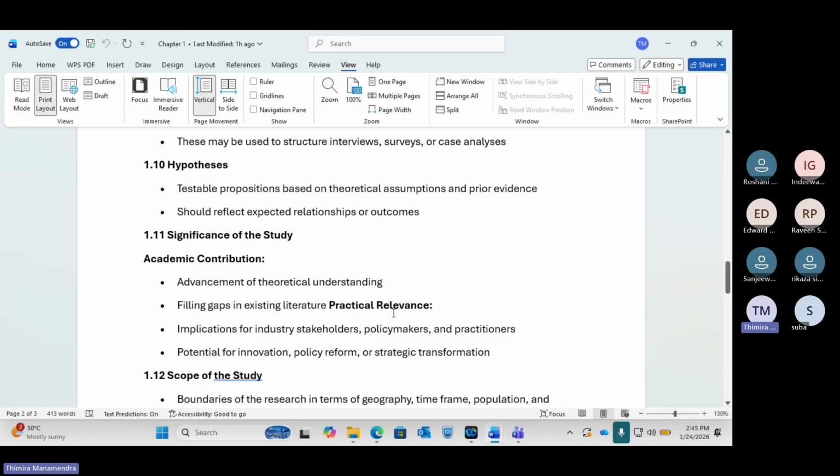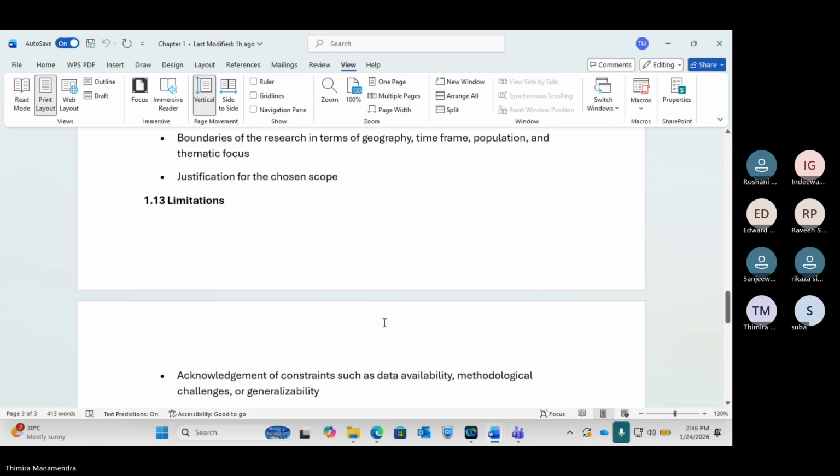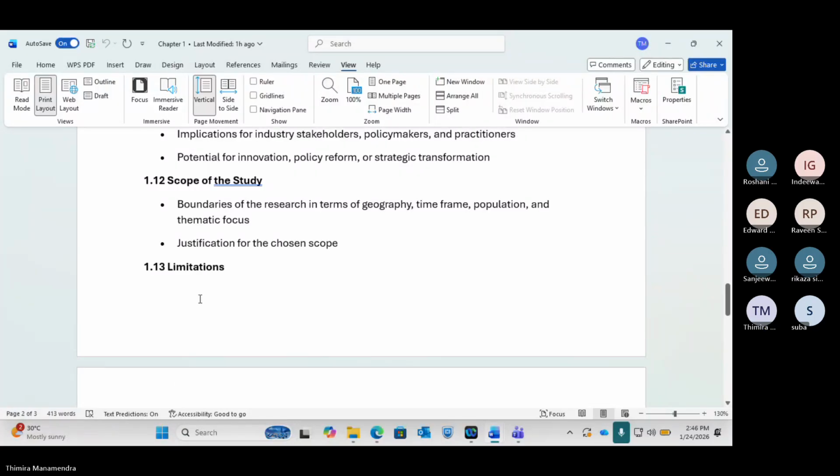How omnichannel can help the business to progress in their own KPIs or objectives? That practical relevance, you can rate it. Then the scope of the cover is also very important, guys. Here you are giving some sort of direction to the reader.